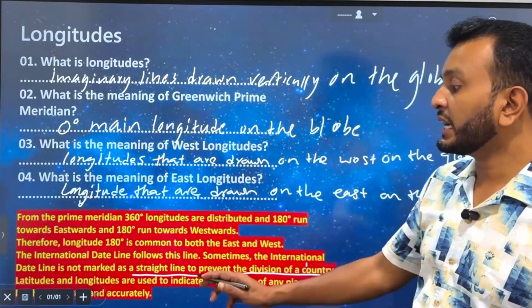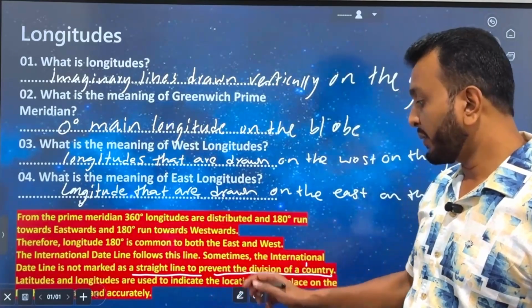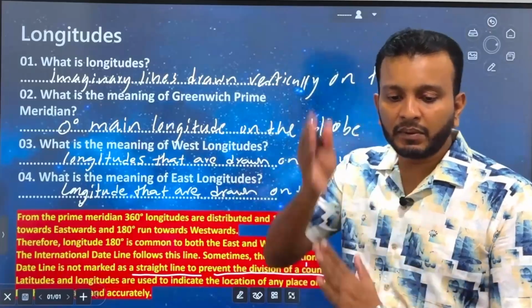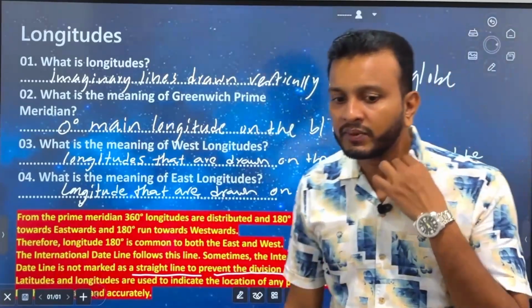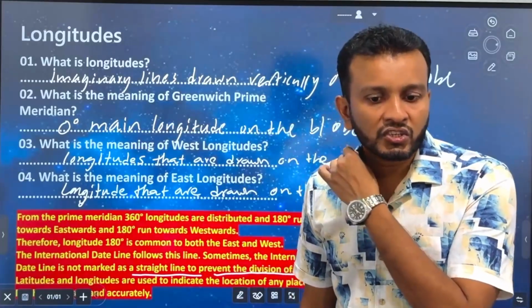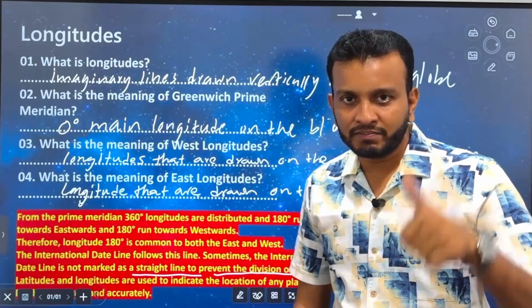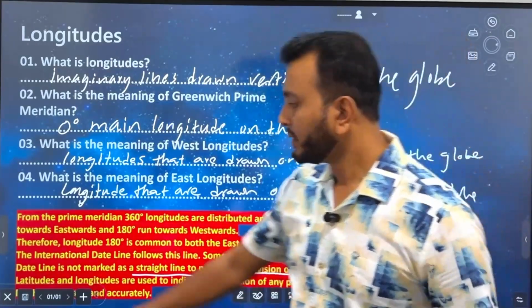Sometimes the international date line is not marked as a straight line. Why? To prevent the division of a country. Okay. Did you write? Are you okay? Finished? Yes. Okay. Right. Good.